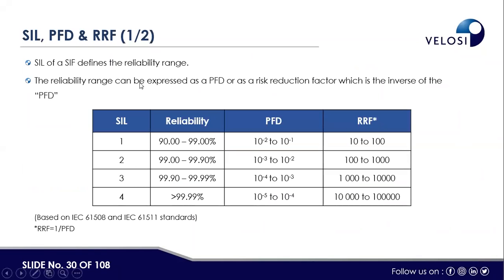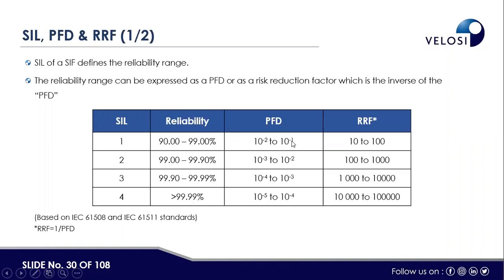SIL of a SIF defines the reliability range. For example, when we say SIL 1, it means the probability of failure of that particular SIF is 1 out of 10 to 1 out of 100. Like RRF, risk reduction factor, is 10 to 100, or the system is reliable from 90 to 99%, whereas SIL 2 is 99 to 99.9, SIL 3 means 99.9 to 99.99, and SIL 4 means greater than 99.99%.